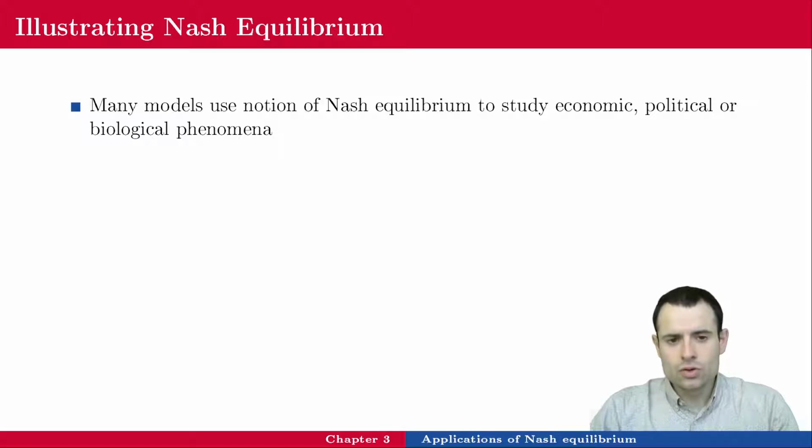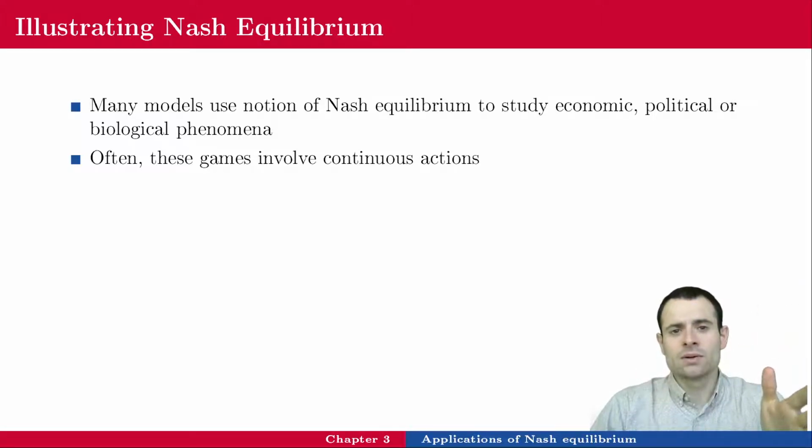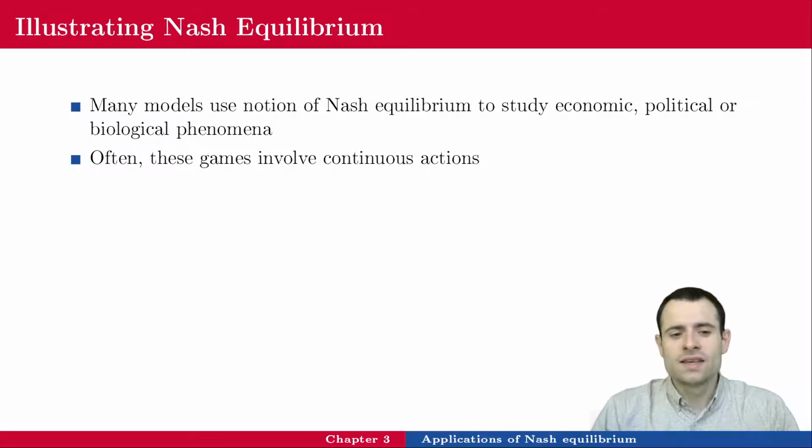Many models use the notion of a Nash equilibrium to study economic, political, or biological phenomena. Often these games involve continuous actions, not just strategy A or strategy B, but sometimes actions and strategies are continuous. For instance, choosing a price, choosing a quantity. You can always include as many decimals as you want, and this gives you an infinite amount of possible actions. In particular, in this lecture, we're going to see how to find a Nash equilibrium in these cases.